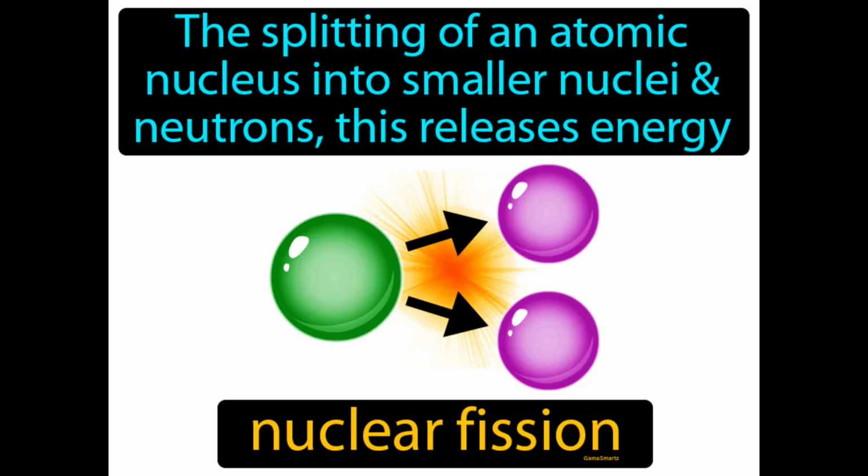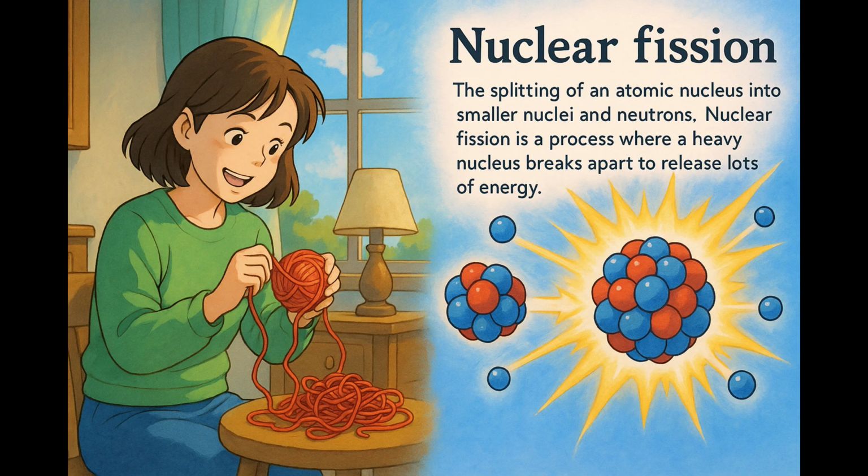The splitting of an atomic nucleus into smaller nuclei and neutrons, this releases energy. Nuclear fission is a process where a heavy nucleus breaks apart to release lots of energy. Imagine trying to untangle a tightly knotted ball of yarn that's been sitting in your drawer for years. Just like when you finally pull apart that stubborn knot, releasing a cascade of smaller, more manageable strands of yarn, nuclear fission involves splitting a tightly bound atomic nucleus into smaller nuclei and neutrons.